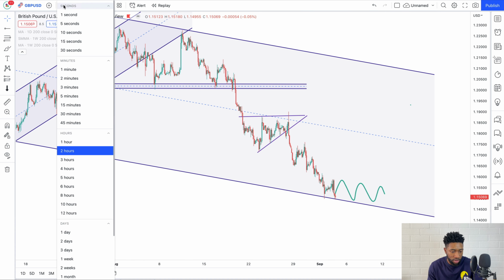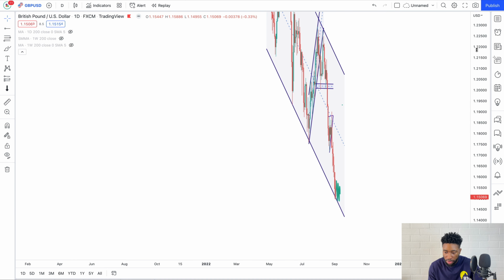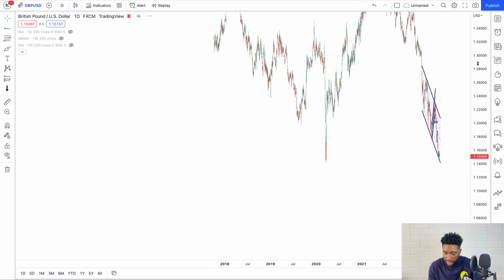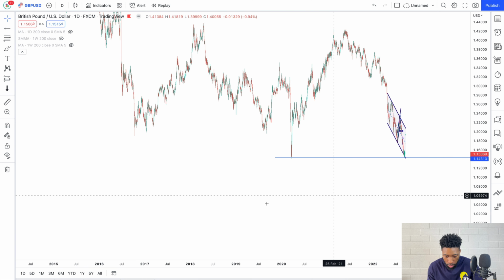Something very important to also take note of is, if you go to the daily time frame, we are currently so low that we've had some sort of slight support level here. This is a support level I'll be watching out for. We are currently close to these levels, so I'm just going to zoom in a bit so we can see.